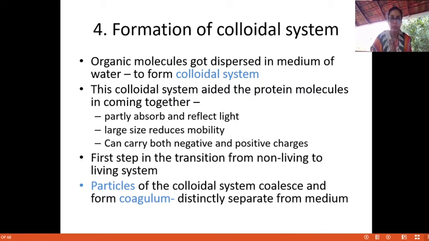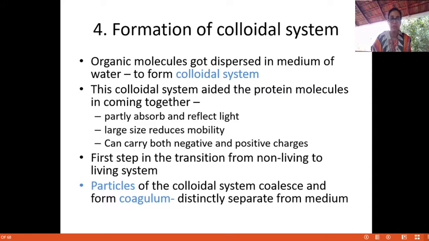Here, the organic molecules that were produced in stage 3 got dispersed in a medium of water to form a colloidal system. Now, a special property of colloidal system is it helps molecules come together. So, protein molecules started coming together. They started absorbing and reflecting light, and they couldn't move around. They carried negative and positive charges. They attracted each other or repelled each other. And this was the first step in the transition from a non-living to a living system.